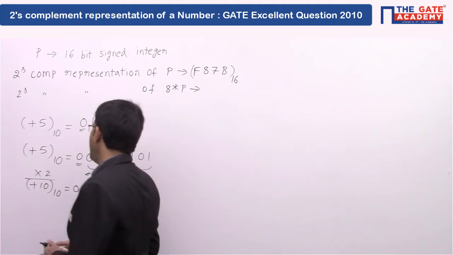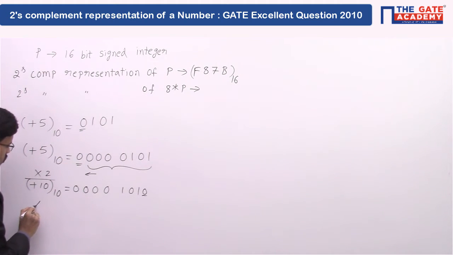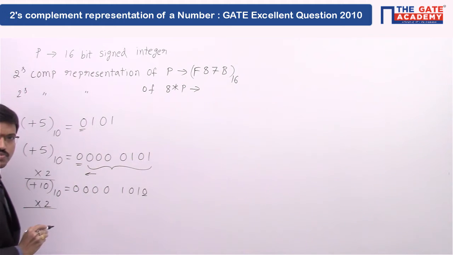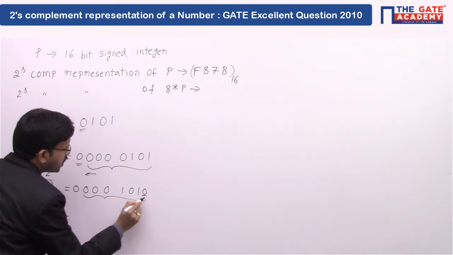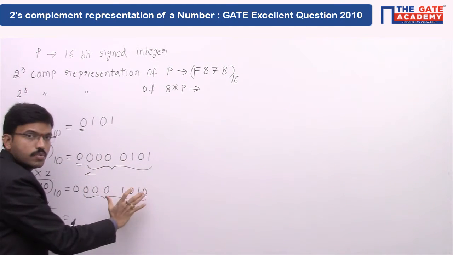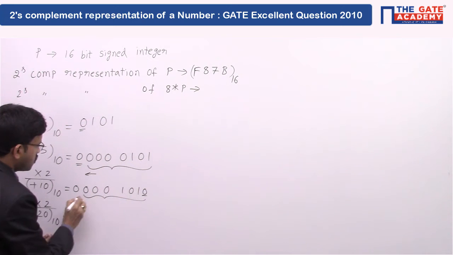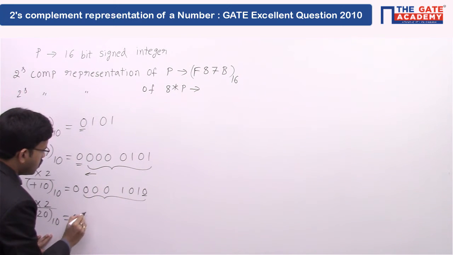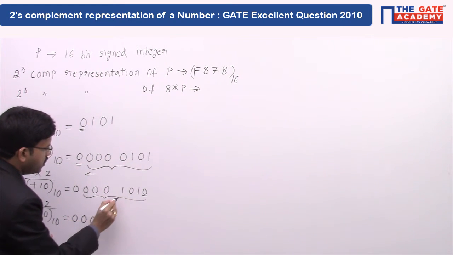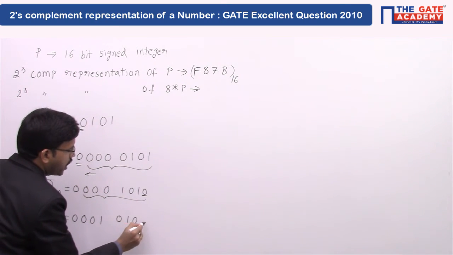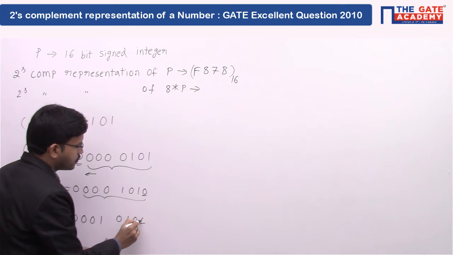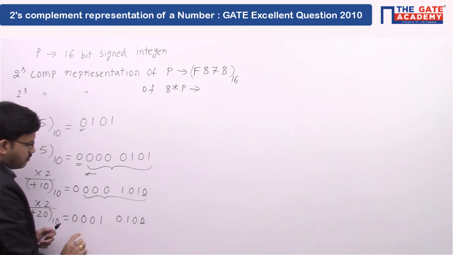Similarly, let us multiply this number with 2. Plus 10 into 2 is plus 20. Here also, other than the MSB, I will do a left shift by 1 bit on all the remaining bits. So here I will get 000, then 1010, and here the LSB is empty, so I will put 0.